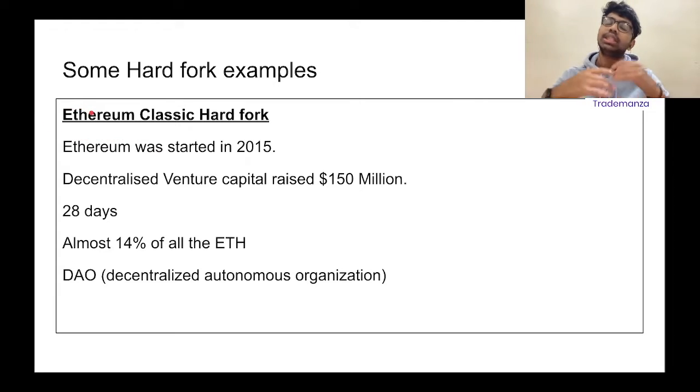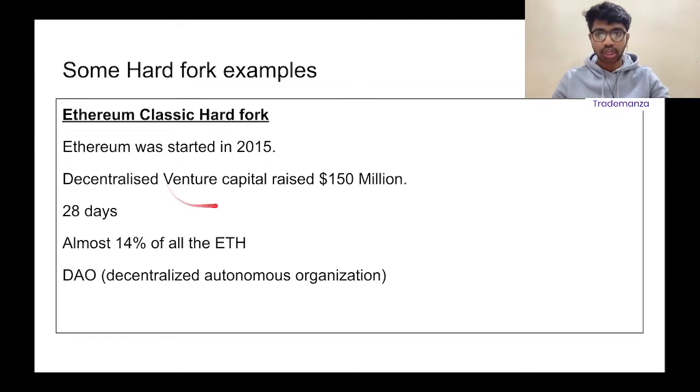So we'll look at some examples of hard fork. Now, a hard fork is when a big change happens in a blockchain, not a small change, a big change which leads to another chain. One of the classic examples is Ethereum Classic. Ethereum Classic is a hard fork of Ethereum. Like that, there are many for Bitcoin, such as Bitcoin Cash and Bitcoin Gold. But in this example, we'll learn about Ethereum Classic.